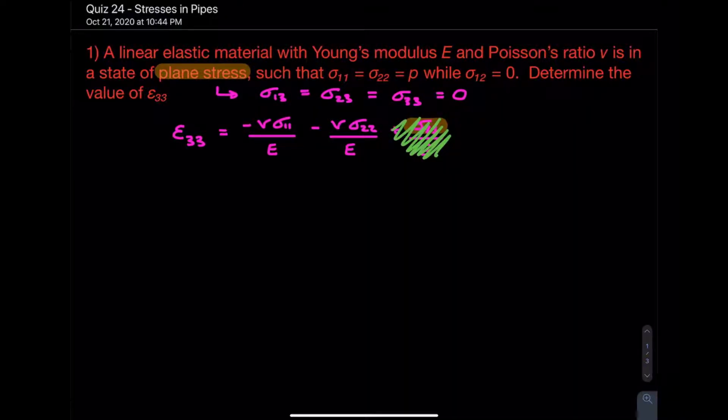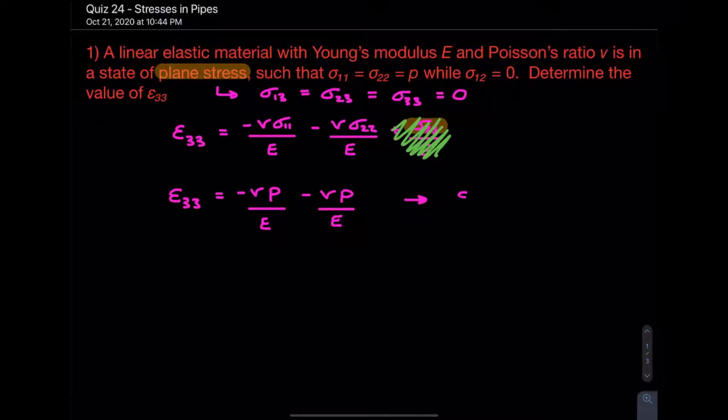So epsilon 33 is equal to negative V times sigma 11. We know sigma 11 is just P, so we're going to have P down here divided by E. And then we have minus V times sigma 22. Oh wait, we know that sigma 22 is just going to be P yet again, and this is divided by E. So we can simplify this, and I'll just put a little arrow because this is our final answer, where epsilon 33 is equal to negative 2 times P times V all divided by E. And this is the answer to that question.